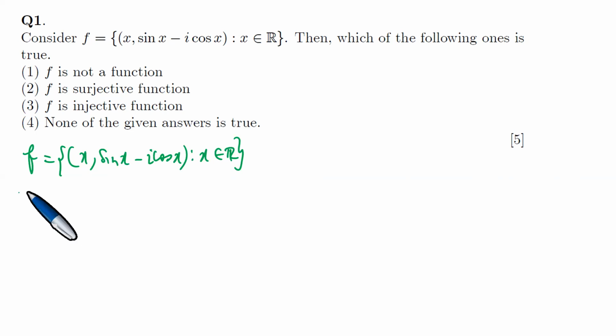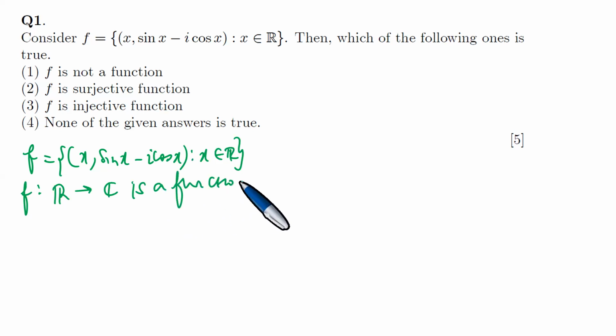So we agree that at this point, f is actually a function from the real numbers, because x is a real number. It's actually a map from the real numbers to the complexes, because now you have the i here, and i is a complex number, an imaginary number. So this one here is a function.